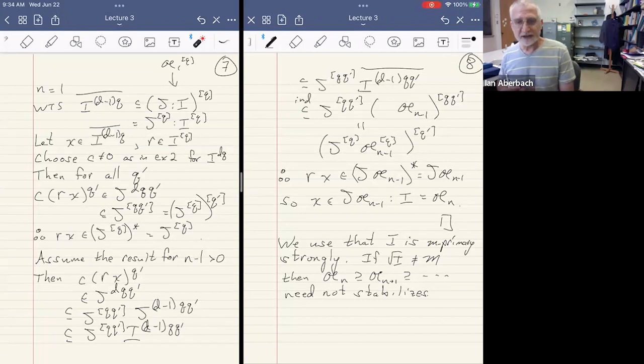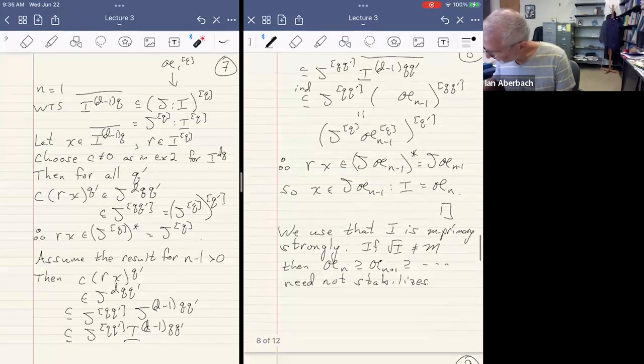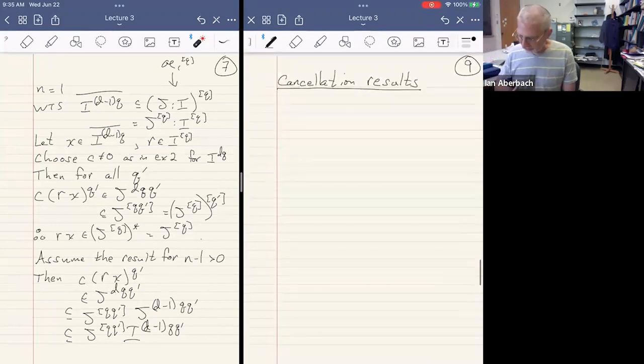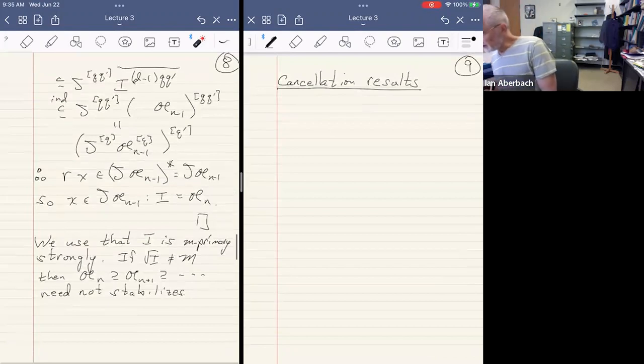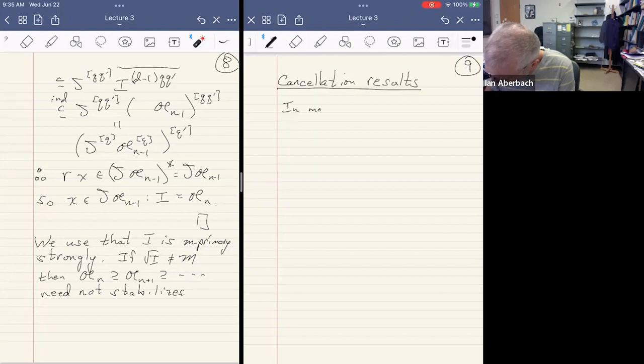So that's what I wanted to say about that. And then I wanted to use the last 10 to 15 minutes to mention a couple of other places where Briançon-Skoda theorems are relevant. So let me talk about cancellation results. In the most basic form, the Briançon-Skoda theorem says, for instance, that I to the L of I bar is contained in J.